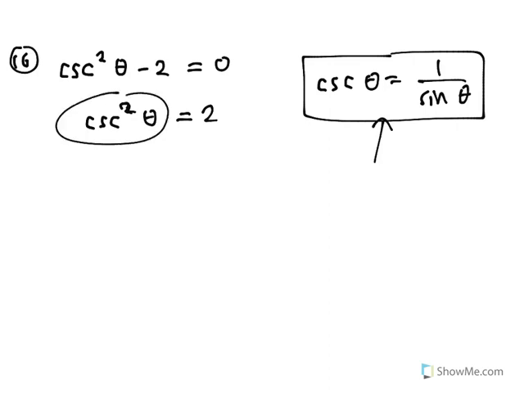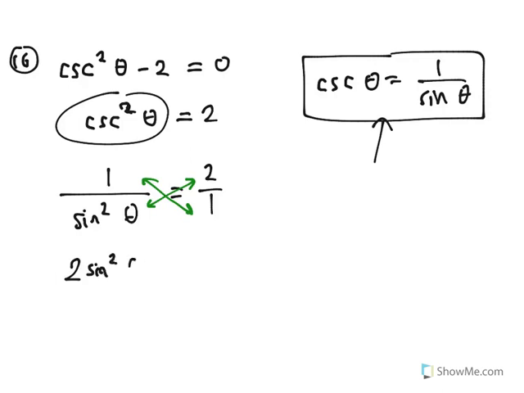So if you have cosecant squared theta, you can write that as 1 over sine squared theta is equal to 2 over 1. So now you're going to go ahead and cross multiply. So now you're going to have 2 times sine squared theta, and that's equal to 1. And then you're going to divide both sides of the equation by 2, and that's going to give you sine squared theta is equal to 1/2.